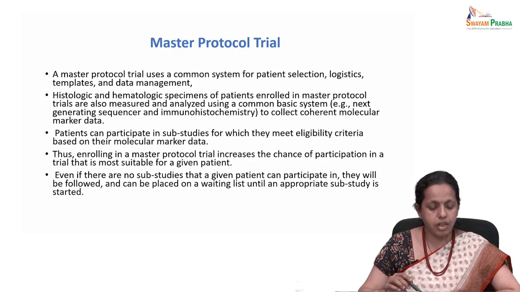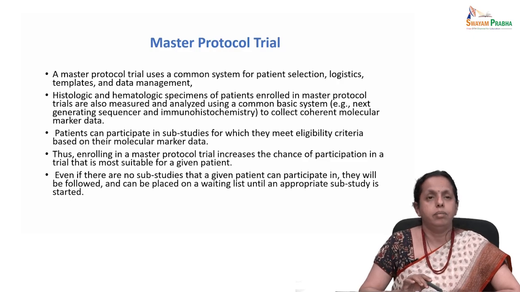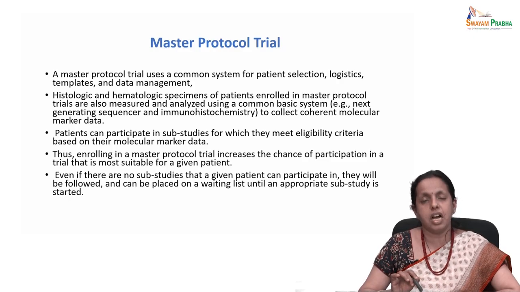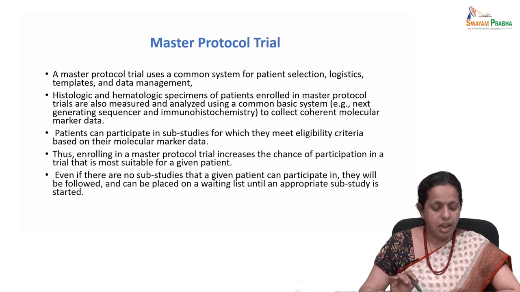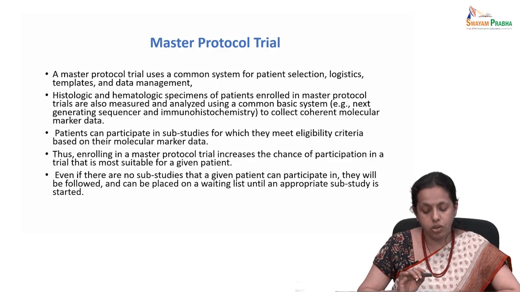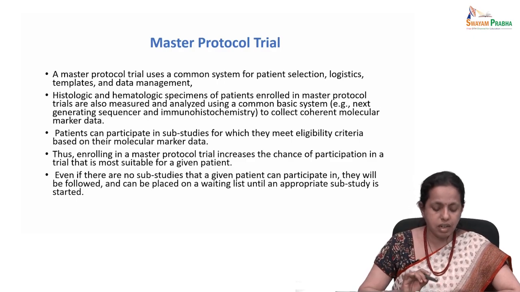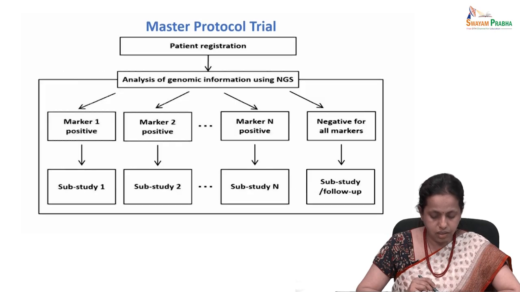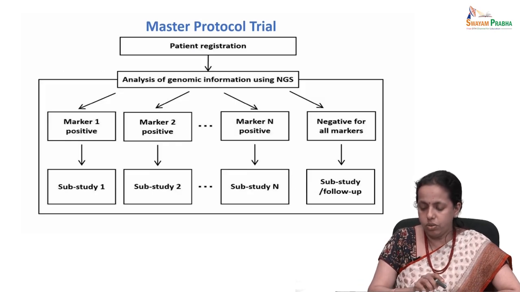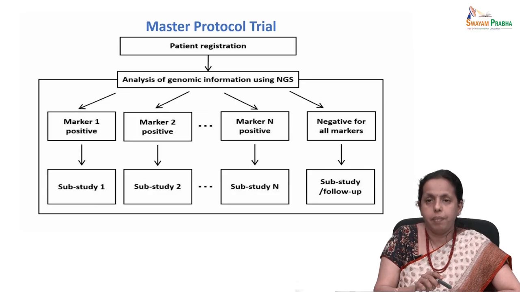So patients can participate in sub-studies in which they meet eligibility criteria based on their molecular marker data. Thus, enrolling in a master protocol trial increases the chance of participating in a trial that is most suitable for a given patient. Even if there are no sub-studies that a given patient can participate in, they will be followed. For example, if the patient is positive and we know that his mutation status is such that he will not be able to take the trial, he can be placed on a waiting list until a different study is started. This is how it uses a common system for patient selection.